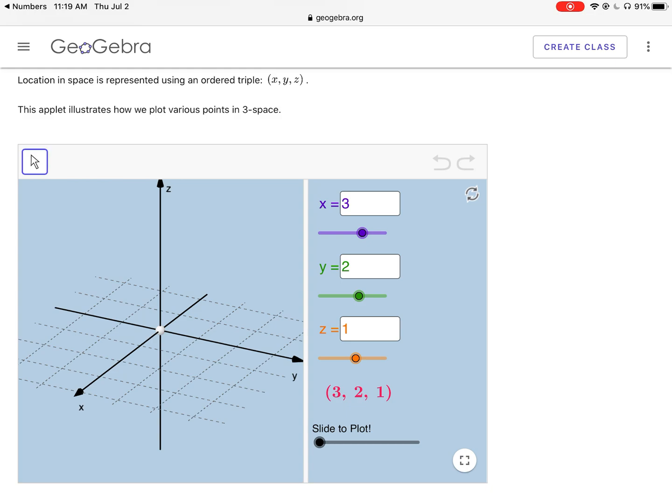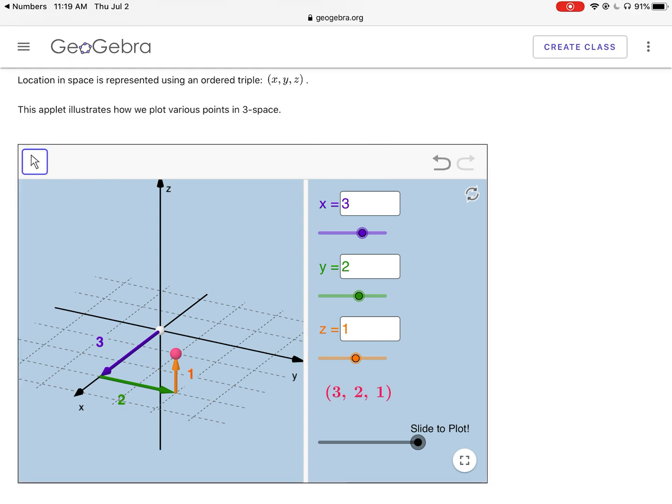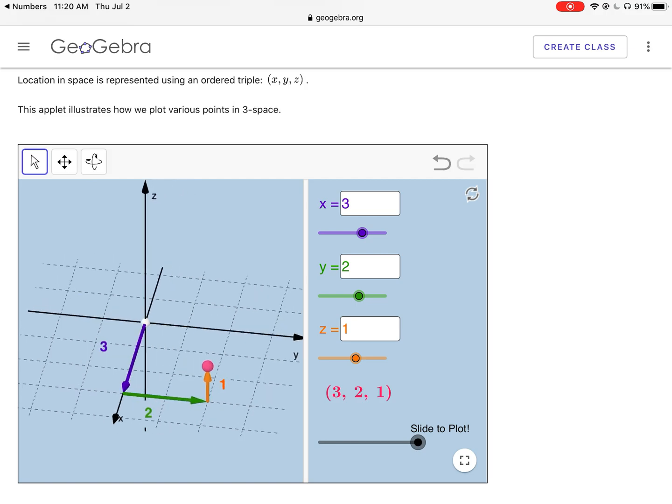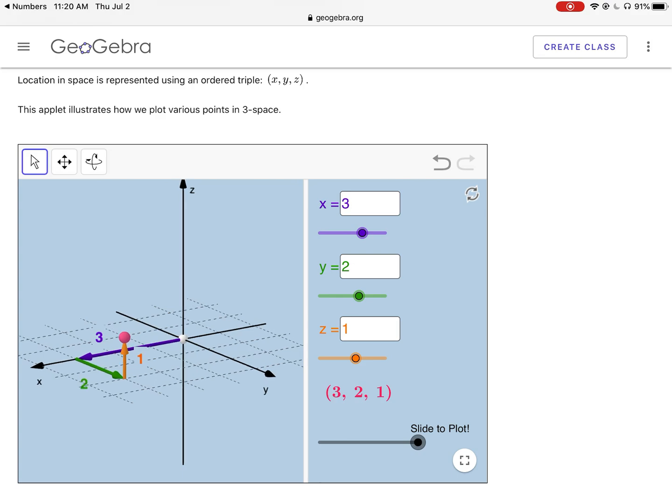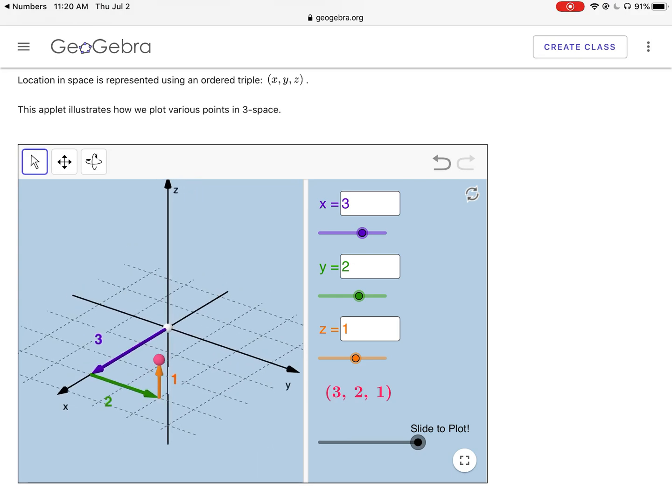And here I want to plot the point of 3, 2, 1, where 3 is my x coordinate, 2 is my y coordinate, 1 is my z coordinate. So I'm going to, from the origin, which is the intersection of the three axes, I'm going to move 3 units forward, 2 units right, and then 1 unit up. And that is where my point gets placed. And we can kind of move this around and you can kind of see that point represented from different angles. Okay.